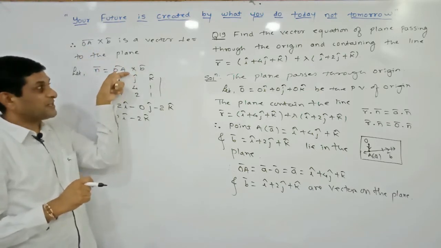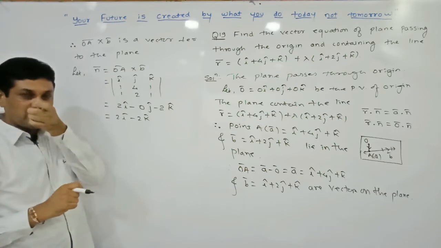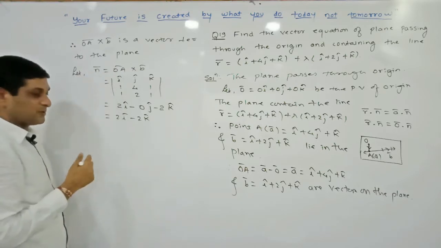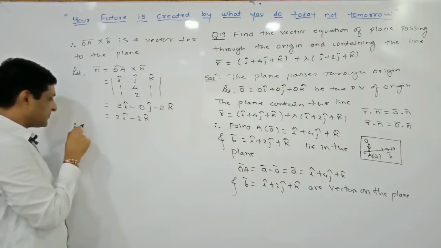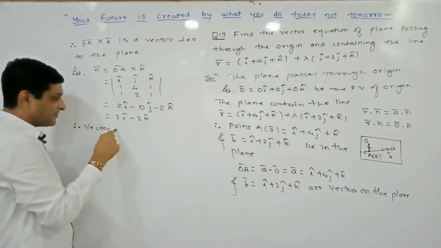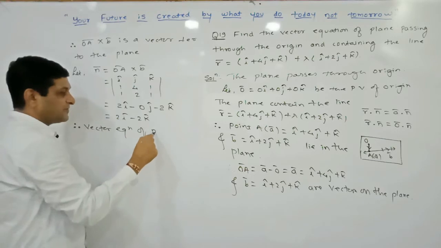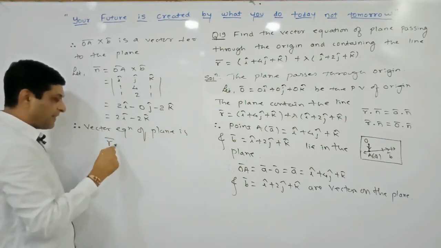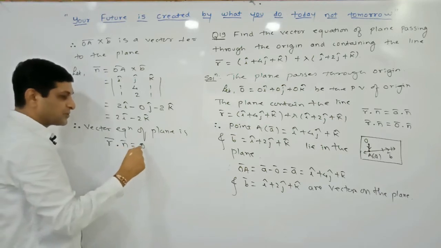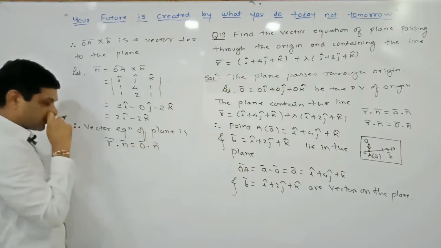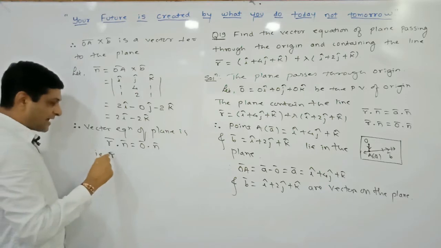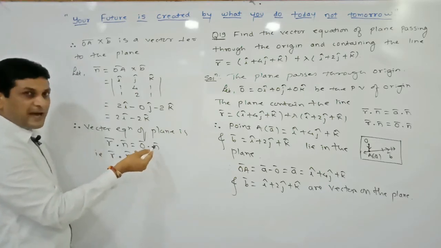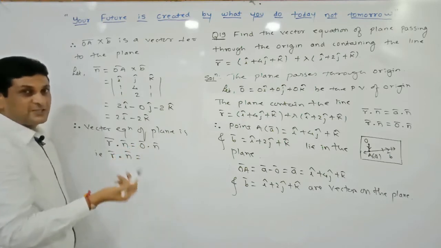Once the vector perpendicular to the plane is known to us, because this vector is perpendicular to the plane, and we have denoted that vector by N bar, we have got a vector perpendicular to the plane. That's why we can say that the vector equation of the plane is, as we have already written in the formula, r bar dot n bar equals o bar dot n bar. So that is r bar dot n bar is equal to, now the dot product of n bar with what? O bar, but O bar is the zero vector.